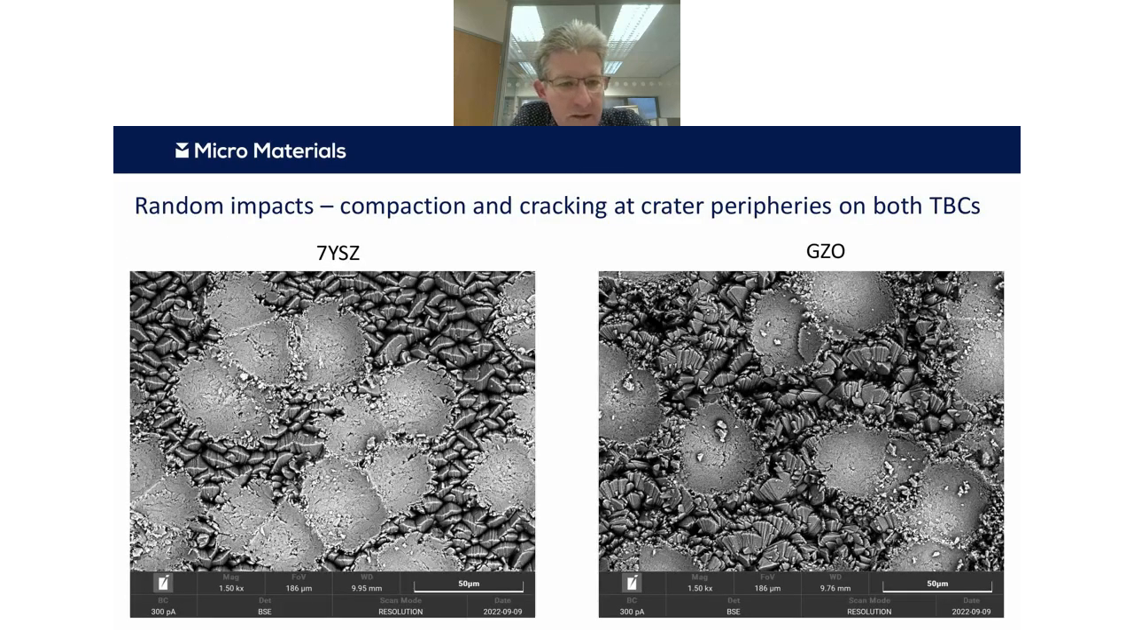So if we compare the two coating systems by eye, they look reasonably similar. Just at the beginning of the test, you can see these things. They look quite similar. The same sort of mechanism occurring in both cases.